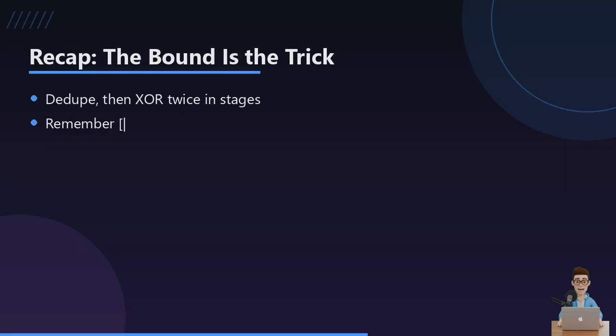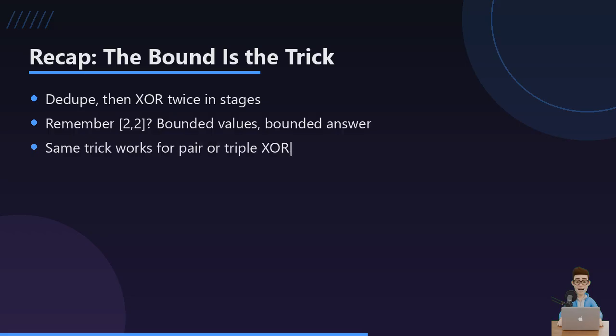We dedupe the array, build every pairwise XOR, then XOR that set against the values once more to land on every triplet XOR. Remember that [2, 2, 2] example that broke brute force intuition for a second. The bounded value range is exactly why it stayed simple.